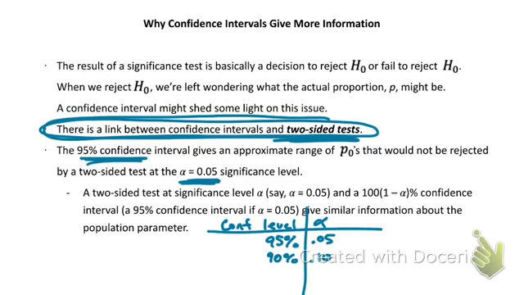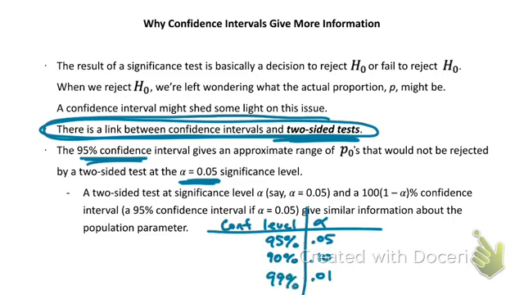And then what about if I go the other way? If I have an alpha value of 0.01, what would be the corresponding confidence level that I could use for the confidence interval? 99%. See how that works?